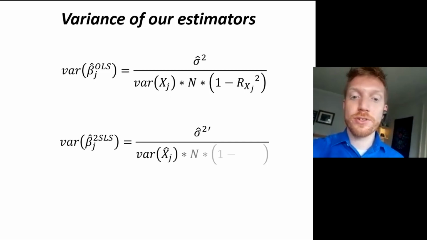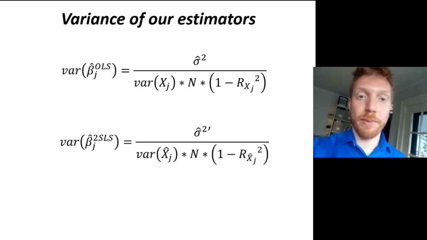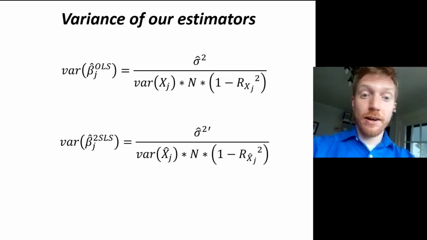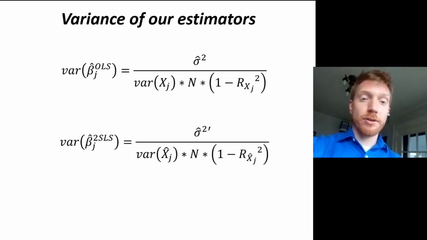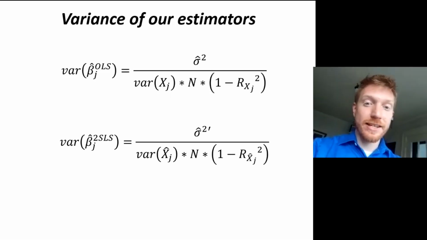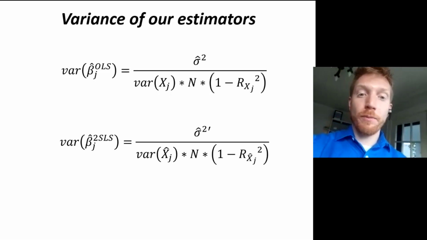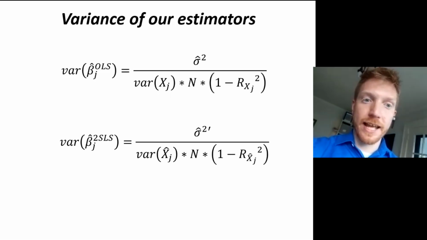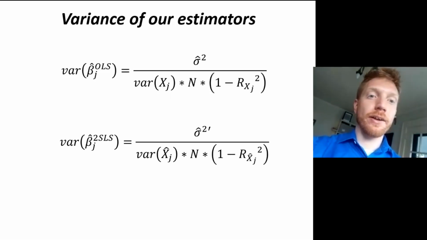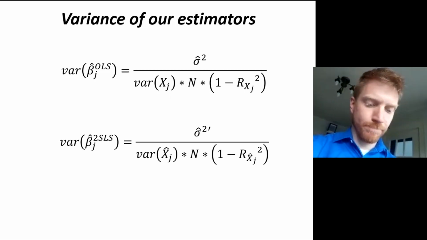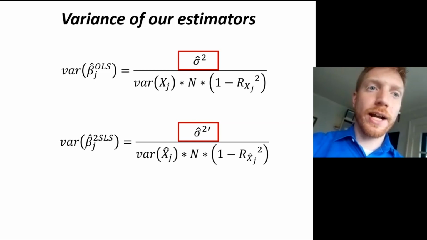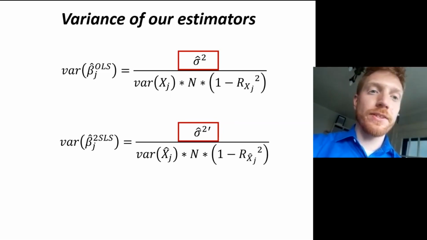For our two-stage least squares variance of beta hat, it's very similar. Now, I've emphasized that our variance of the error term is different by putting a little prime there. It's still a variance of the error term, but it's a different error term. We have no longer variance of X in the denominator, but variance of X hat. We still have N, and our R squared has changed as well. So let's start out by talking about how these differ.